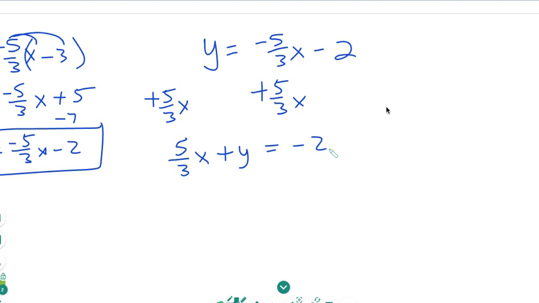Again, for standard form, a has to be positive and has to be an integer. So I'm going to multiply the first term by 3, multiply the y by 3, multiply the constants by 3. That's going to give me 5x plus 3y is equal to negative 6. Now, my greatest common factor for 5, 3, and negative 6 is 1, so that puts that into standard form.